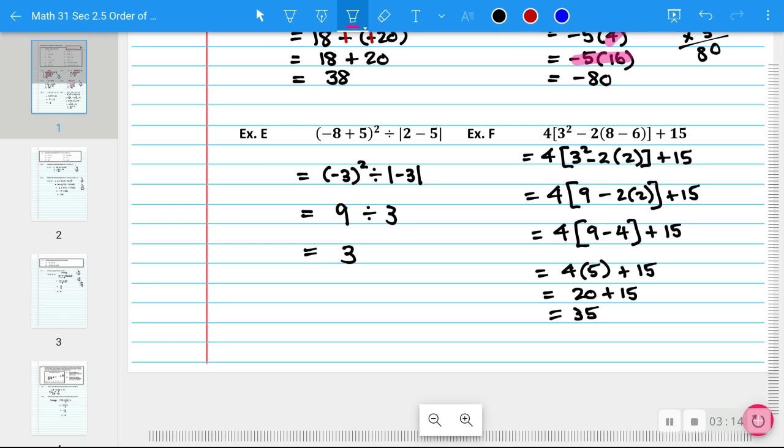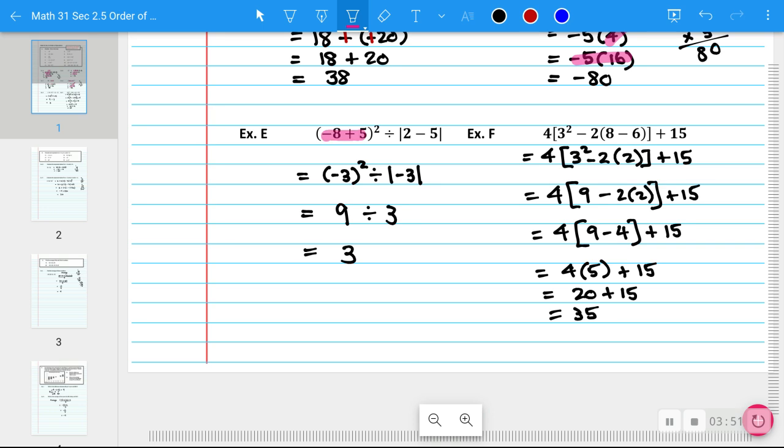Okay, on example E, we have a wide variety, actually, of operations. There's an addition, an exponent, a division, and a subtraction. Normally, the add and subtract would be done last, but because they're both inside grouping symbols, in one case, the addition, it's inside these parentheses, and in the other case, the subtraction is inside the absolute value bars. Those are both grouping symbols. So the add and subtract are done first.